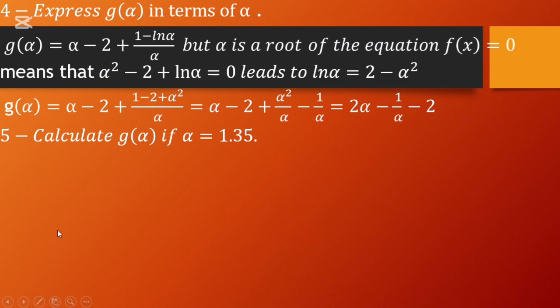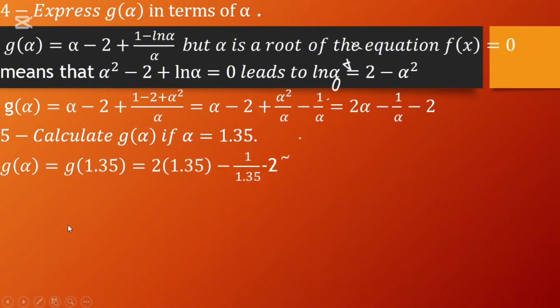Calculate g of alpha if alpha equals 1.35. This is approximately minus 0.041. G of alpha is negative.